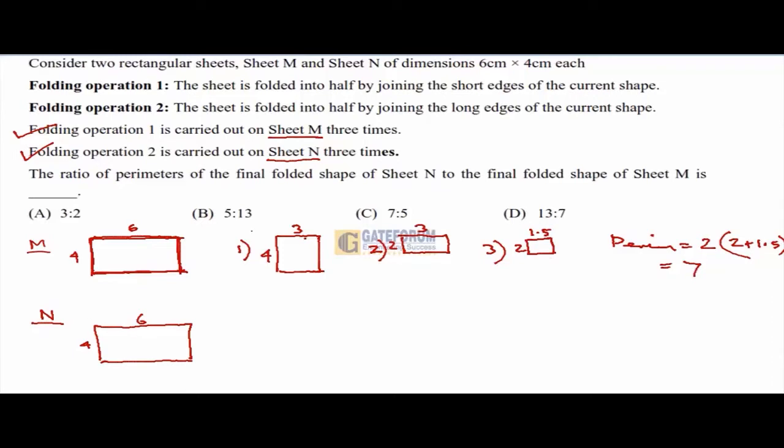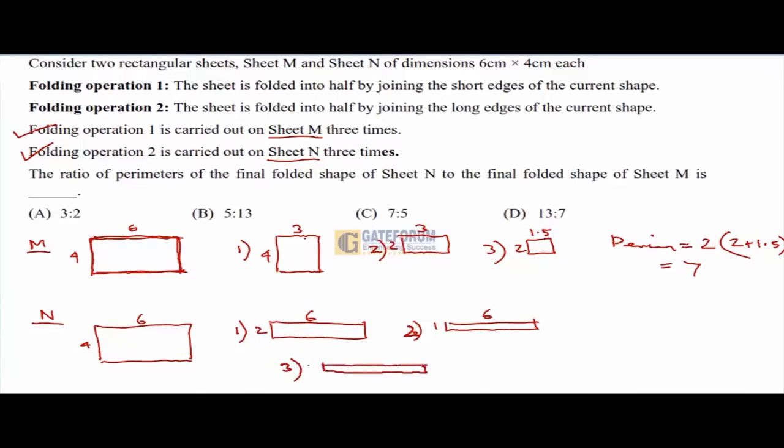Now this is N. On N, folding operation 2 is carried out, which means the half is done by joining the longer edges. After the first one, it would look like this, with this being 6 and this being 2. Now after the second one, it would look like this, with this being 6 and this being 1. Sorry, I mistook it with this 2. And the third one will be how much? Now, the scale isn't correct, but I hope you can understand that this would be 0.5.